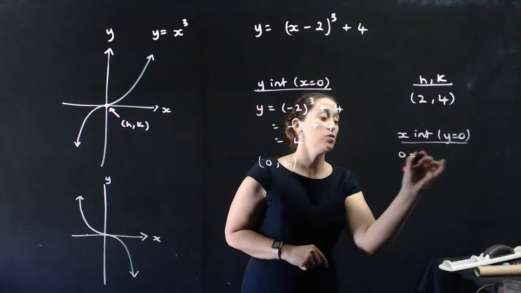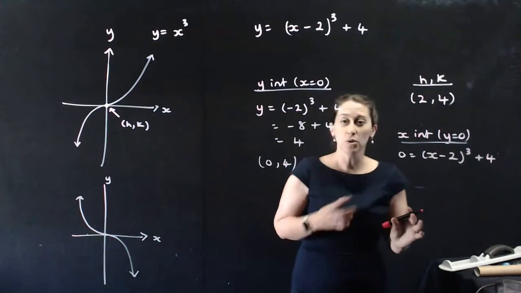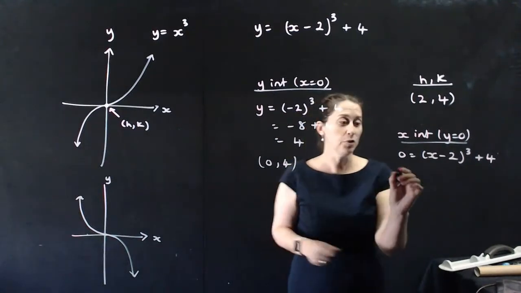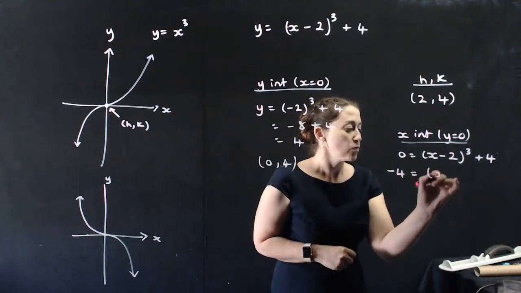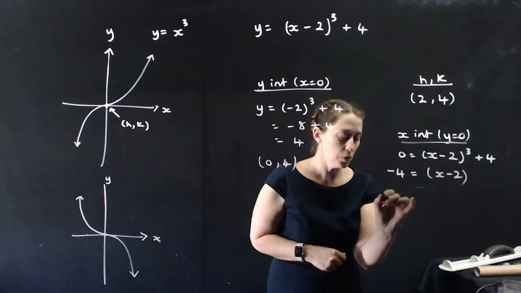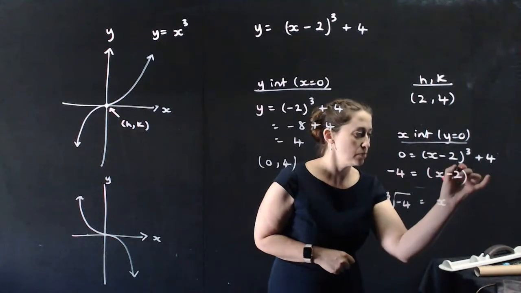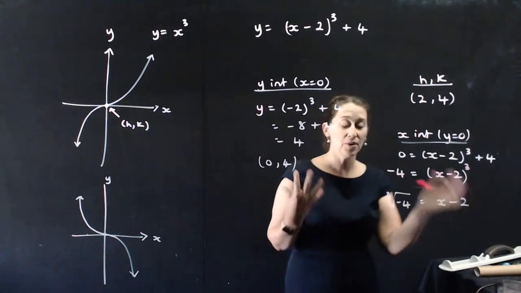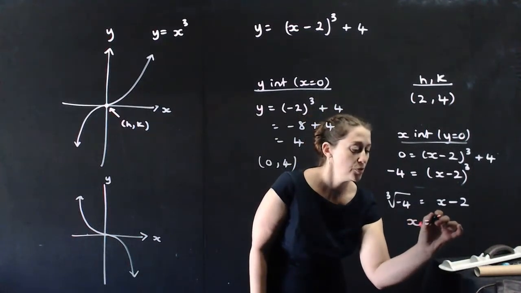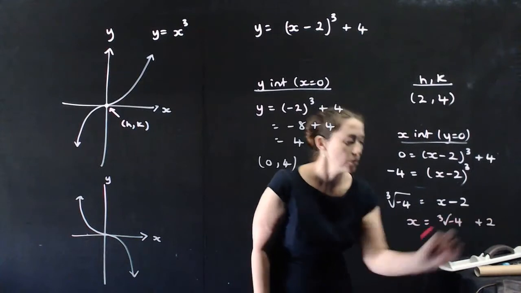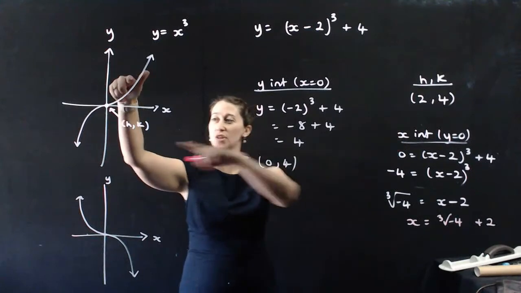So we go 0 equals (x minus 2) cubed plus 4. Well, this is a straightforward one to solve because I can subtract 4 from both sides and I can cube root negative 4. So when I cube root negative 4, I'm left with x minus 2 equals the cube root of negative 4. Then x equals the cube root of negative 4 plus 2. So when I sketch it, I know it's going to look like this. My h, k has moved here and up here, so it's going to look like this.